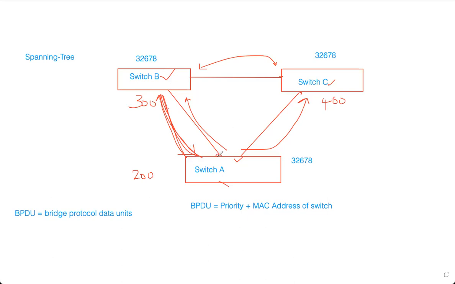So now switch A will say my priority is 200 to switch B. Switch A will say my priority is 200 to switch C. Similarly, switch B will say my priority is 300 to switch A. Switch C will say my priority of 400 to switch A. And switch C will say my priority is 400 to switch B. Switch B will say my priority is 300 to switch C. They all exchange the BPDUs. So now, whichever has the lowest priority, that one will become the root bridge.